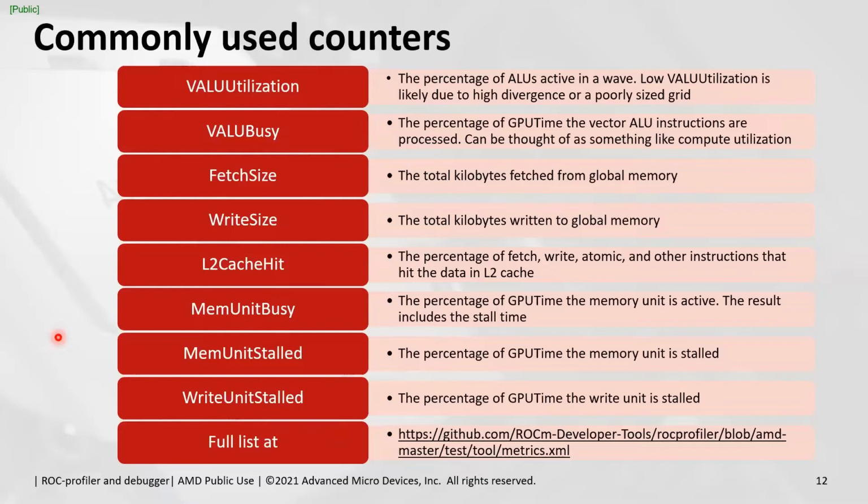And of course, a full list of all the available counters can be found by going back to rocprof --list-basic or --list-derived, or you can also look them up here in this GitHub repository.